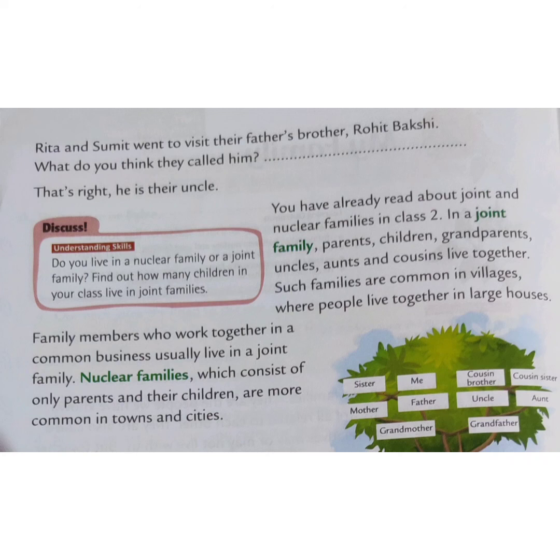So dear children, today we have learned about parents, siblings, maternal grandparents, paternal grandparents, uncle, aunt, cousins, and we have also learned about joint families and nuclear families.